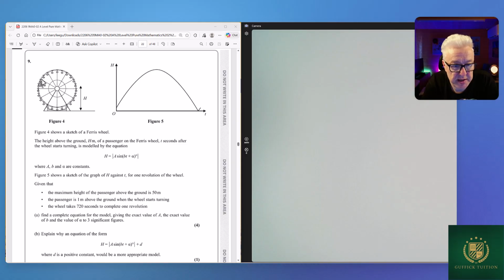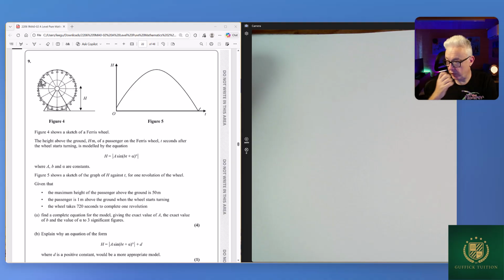Figure 5 shows a sketch of the graph of h against t for one revolution of the wheel. Given that the maximum height of the passenger above the ground is 50, the passenger is 1 metre above the ground when the wheel starts turning, and that the wheel takes 720 seconds to complete one revolution, find a complete equation for the model, giving an exact value of A and B and a value of alpha to three significant figures. So we basically got to find the complete model.